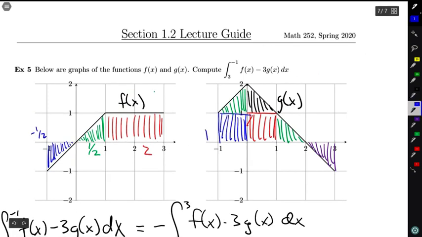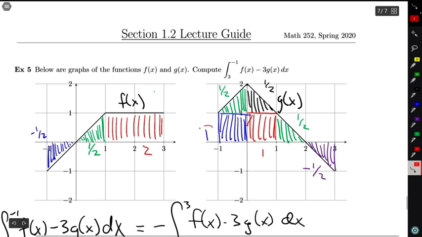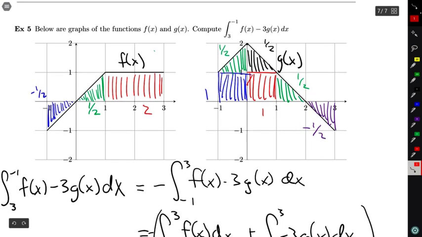This blue square has area 1. This green triangle has area 1/2. This black triangle has area 1/2. The red square has area 1. This other green triangle has area 1/2. And this last purple triangle has area minus 1/2 because it's underneath the x-axis there. So adding all of these numbers up, 1 and 1 is 2, plus another 1 is 3, plus 1/2 minus 1/2 is going to give us 3 still. So the integral of g of x is 3.